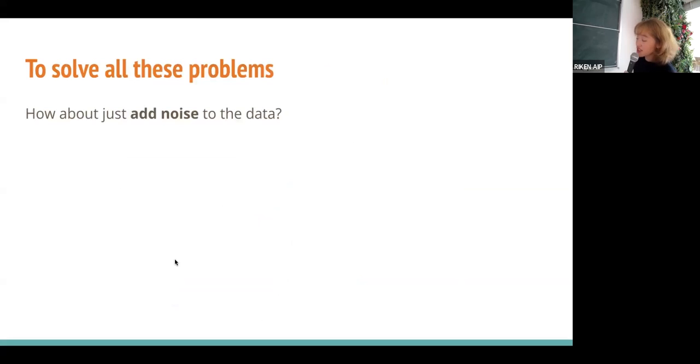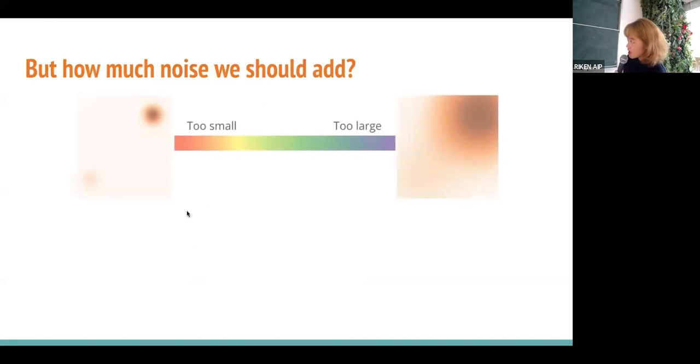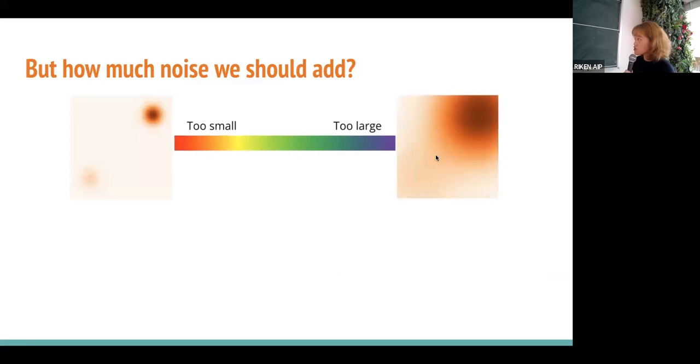So basically, how do we solve these problems? Well, people literally just add noise. If you add noise to the data space, then the estimation of the perturbed score will be very accurate compared to the actual perturbed score. The problem is, how much noise should we add? If we add too much noise, then it becomes super inaccurate. It doesn't look like your data at all. But if you perturb too little, then it will just not be affected.